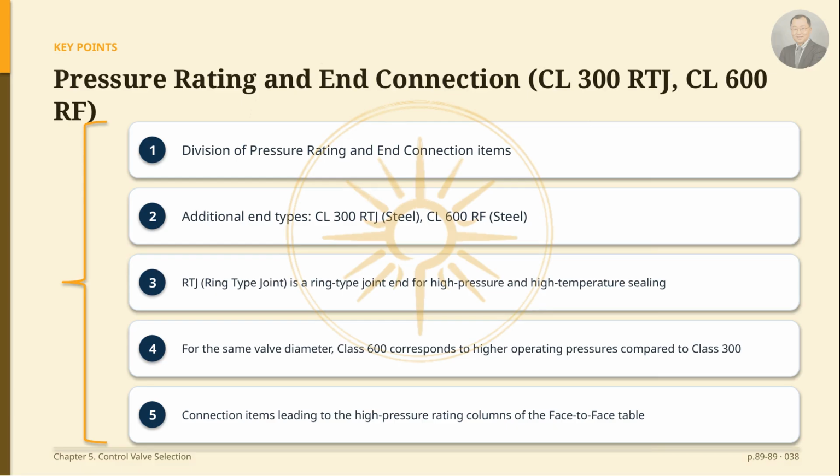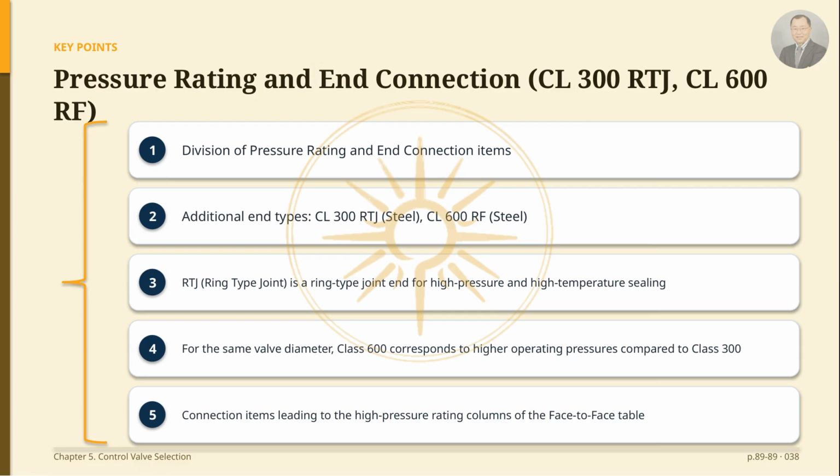Next, I will introduce the pressure ratings and end connection methods. As an extension of the previous face-to-face table, Class 300 ring-type joint steel ends and Class 600 raised face steel ends are added here. RTJ, or ring-type joint, is a method of sealing by inserting a metal ring into a groove, providing highly reliable sealing in high-pressure and high-temperature environments, which is why it is often adopted for high-pressure ratings of Class 300 and above.